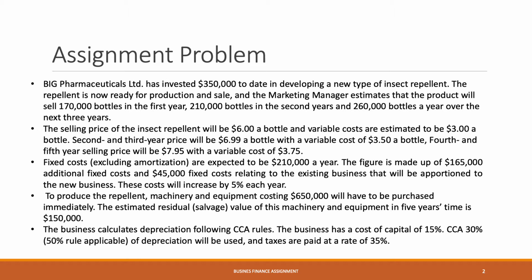And to produce the repellent, new machinery will be purchased by the organization, which will cost $650,000 and needs to be purchased immediately. The salvage value of the machinery after 5 years will be $150,000. The business calculates depreciation following CCA rules, and the 50% rule is applicable. The business has a cost of capital of 15%, and taxes are calculated at a rate of 35%.